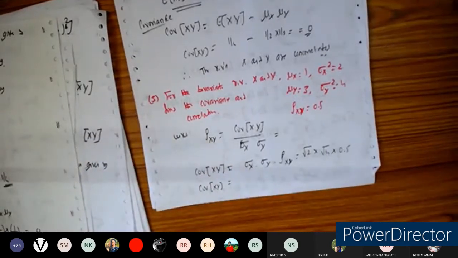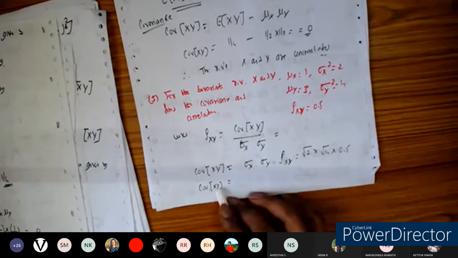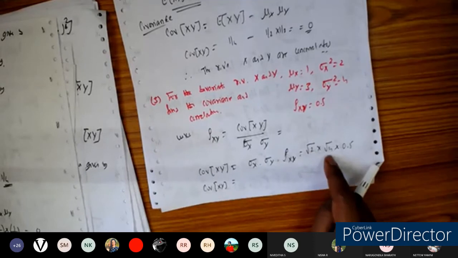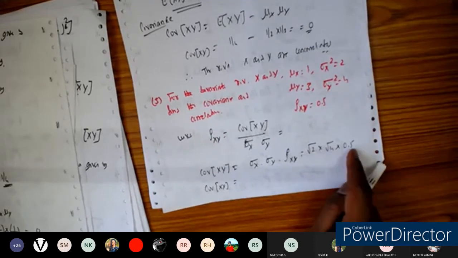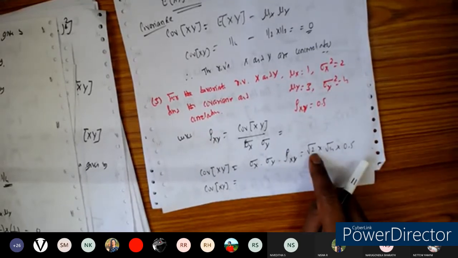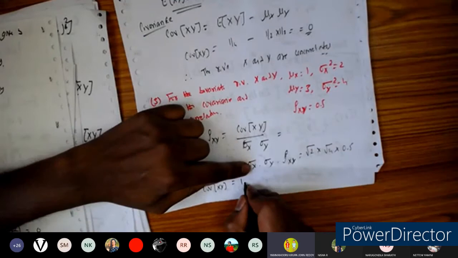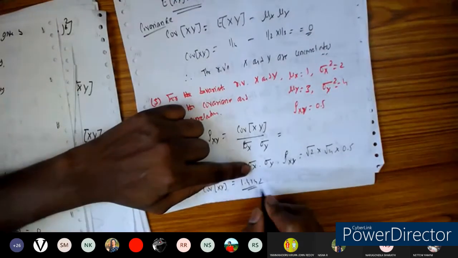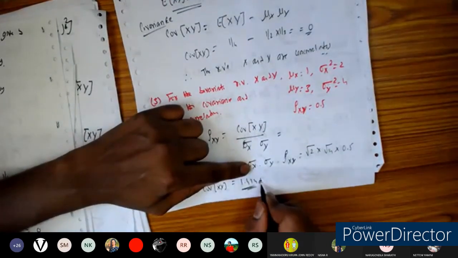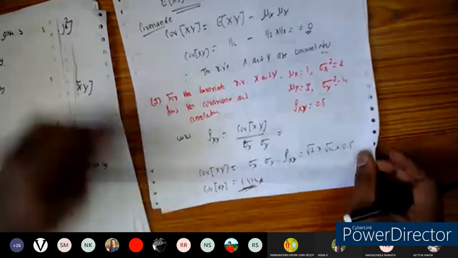Anybody can tell me the answer? How much will you get here? Covariance. The root of 4 is 2, so 2 into 0.5 is 1, and 1 multiplied by root of 2. Root of 2 is 1.414. Yeah, very good, 1.414. So we get 1.414 here. This is nothing but the covariance we get here.